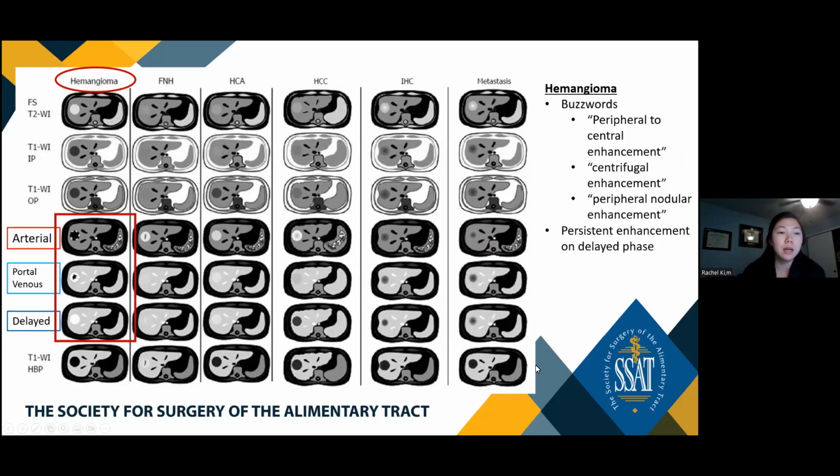So this is, I pulled these images from MRI slides. So there's a lot of extra phases that you probably won't be tested on as much. But I think the key here is the arterial, portal venous, and delayed phases. The hemangioma, so you're going to have that peripheral to central enhancement, and it's going to be nodular. So you might even see the term or the descriptor peripheral nodular enhancement. And the other key is that on the delayed phase, there's a persistent enhancement of these lesions. So they should continue to appear bright on your delayed phase.